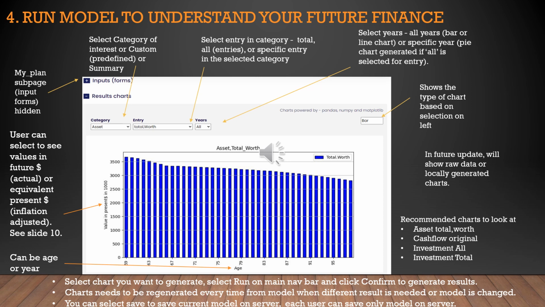Years can be all or a specific year, which is typically selected when the entry is all to generate a pie chart. The button on the top right shows the type of chart that will be generated based on your selection. Try different charts for your model. Note, each time you have to select Run on top and click on the Confirm button.